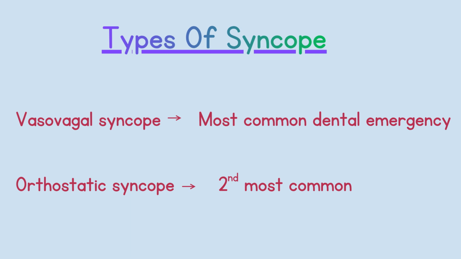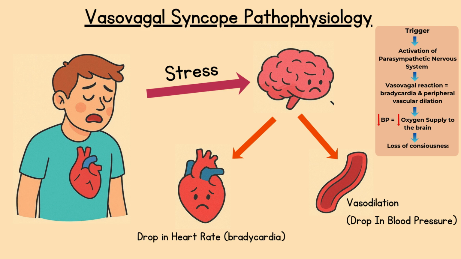There are 5 types of syncope, but today we'll focus on 2 of the most common ones you're likely to encounter in practice. 1. Vasovagal syncope. This is the most prevalent type. It often occurs in response to stress or anxiety. When a person feels stressed, their parasympathetic nervous system kicks in. This overstimulates the vagus nerve, leading to a decrease in heart rate and blood pressure. When blood flow to the brain diminishes, it can result in a loss of consciousness.